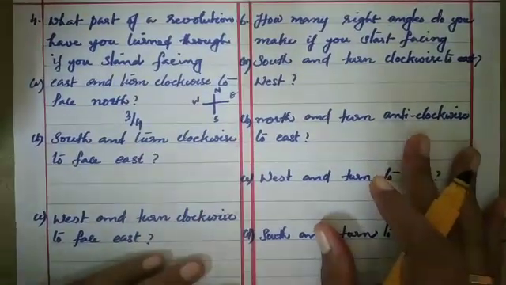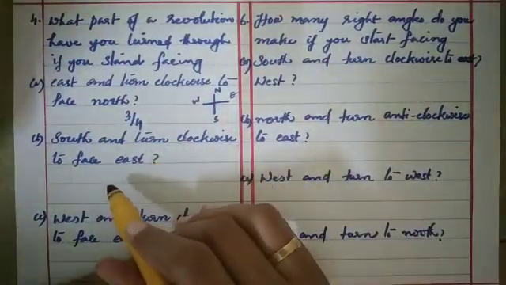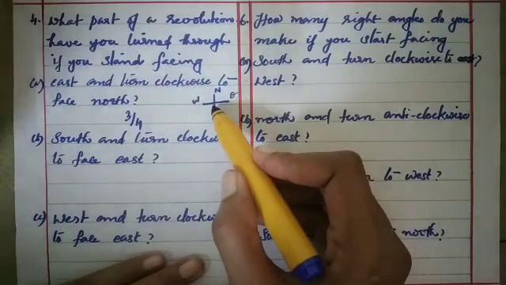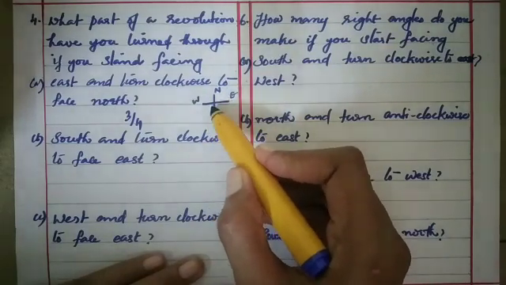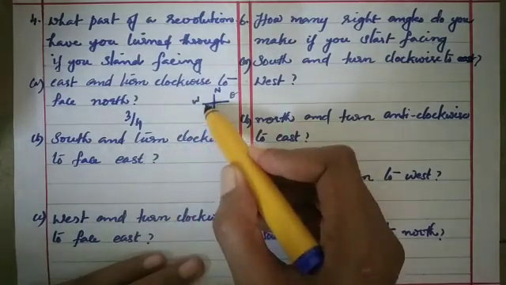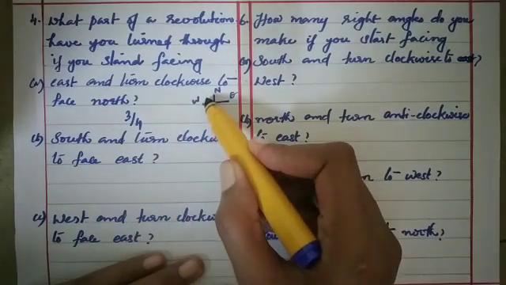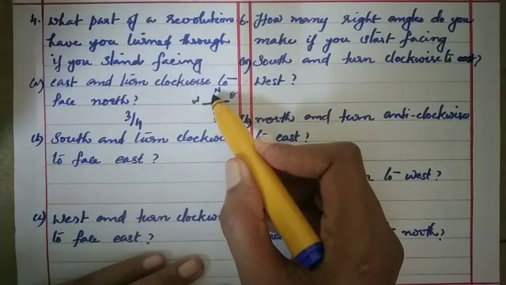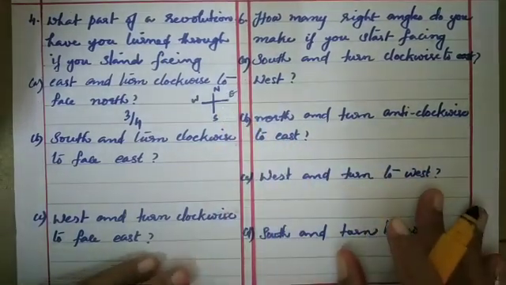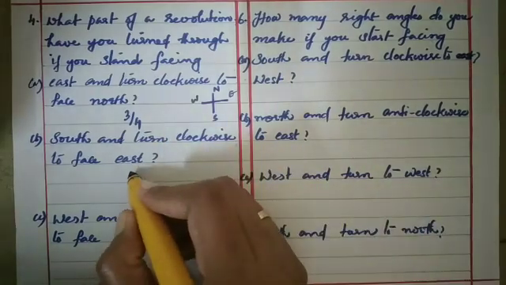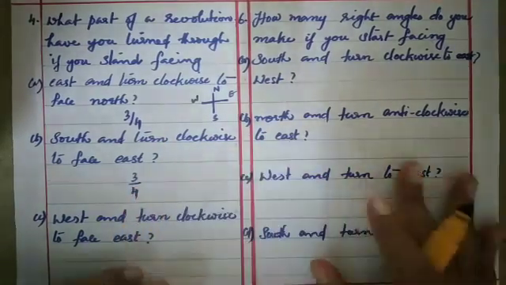Okay. Then again, south and turn clockwise to face east. So yeah, south to west, one right angle, west to north, another right angle, north to east, another right angle, 3 right angles. So what part of a revolution is it, again? 3 by 4 of a revolution.